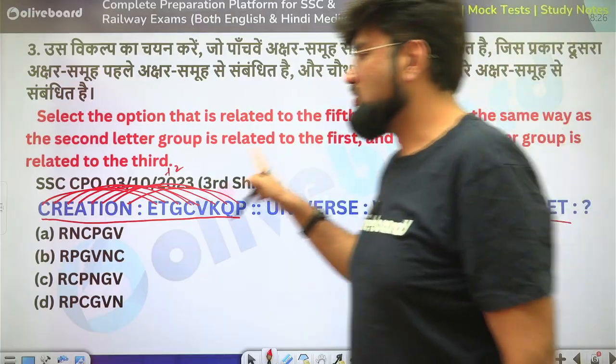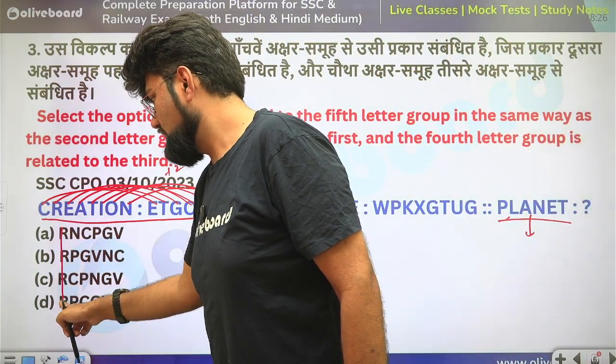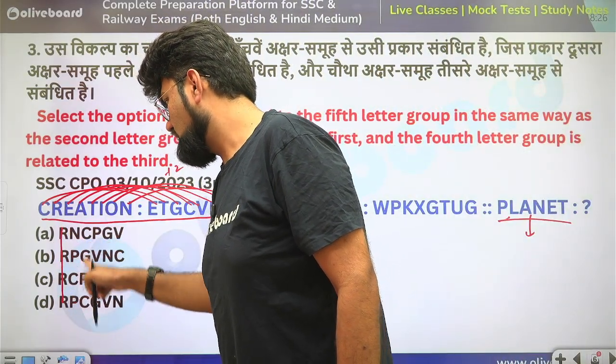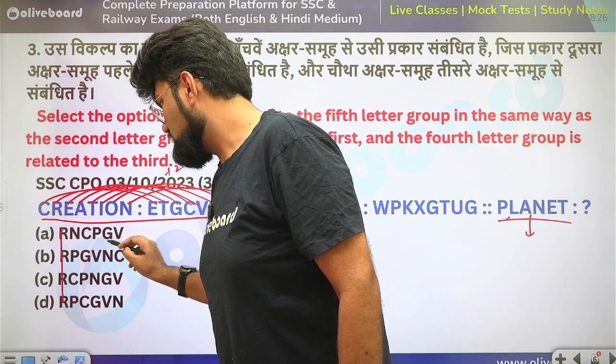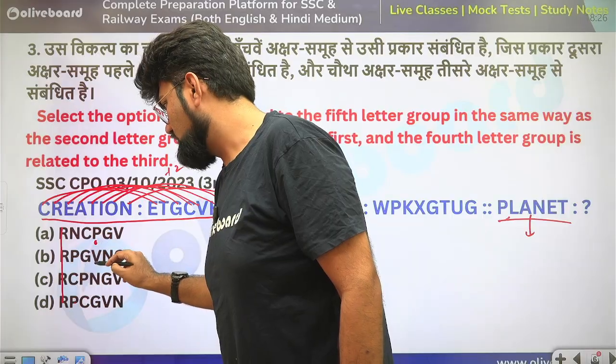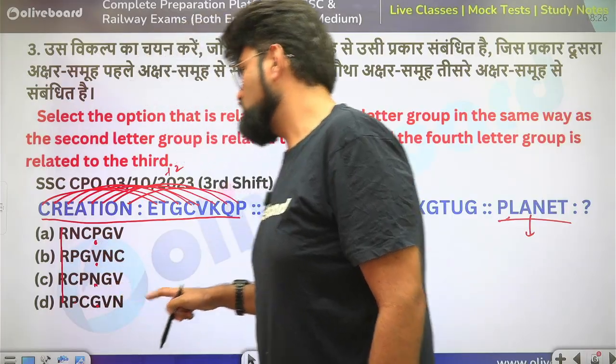So look at the options first. First letter is the same. Second letter we have 2 P's. Third we have 2 C's. But fourth letter is completely different in all the 4 cases, isn't it? So just look for the fourth letter.